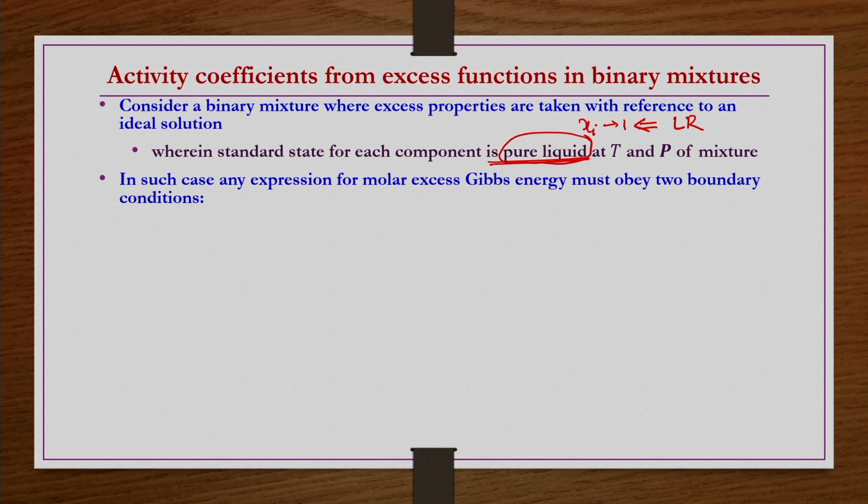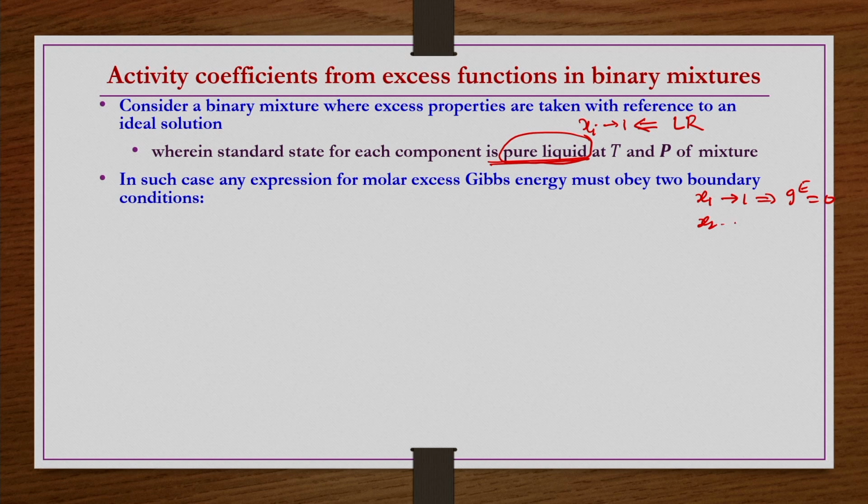In such a case, any expression for molar Gibbs energy must obey two boundary conditions. What are the two boundary conditions? If it is a binary mixture, then there are two boundary conditions it should obey. Why? Because in the binary mixture we have x1 and x2. Let us say x1 tends to 1. What does it mean? Component 1 is a pure component, isn't it? That means the second component is not there, and that should give G^E equal to 0.